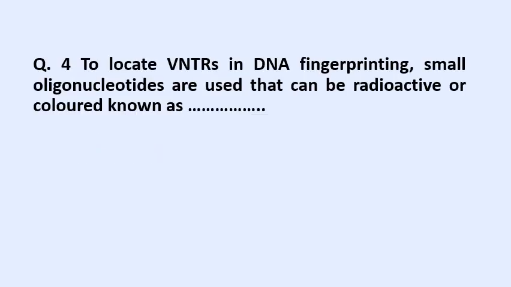To locate the VNTRs in DNA fingerprinting, small oligonucleotides are used that can be radioactive or colored, known as... yes, correct, these are known as probes.